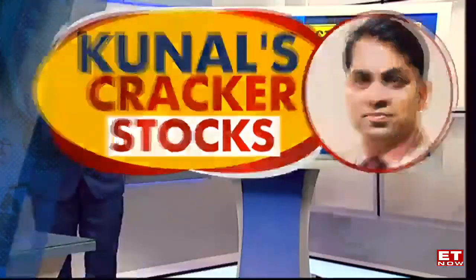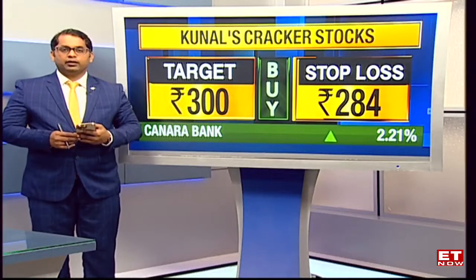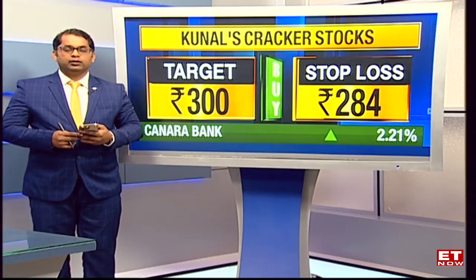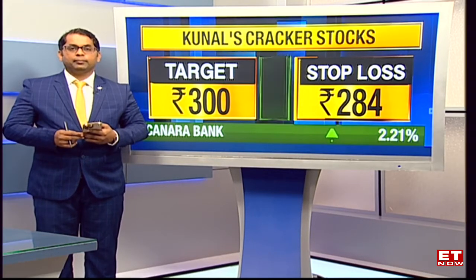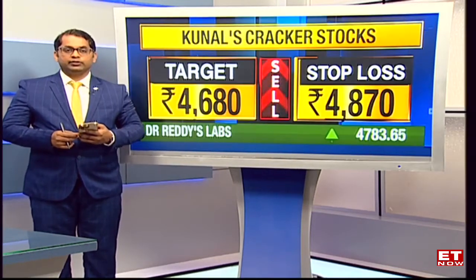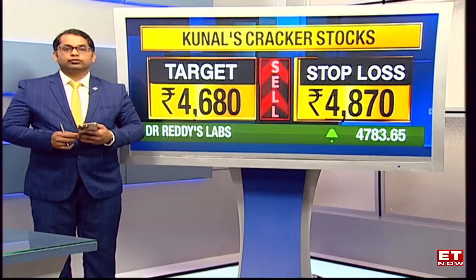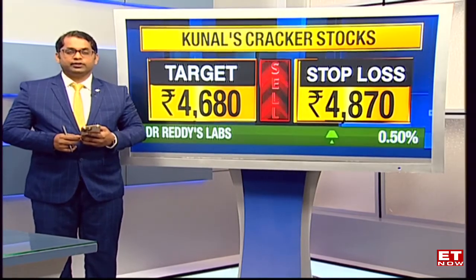Let's get in some stock-specific ideas as well. Kunal, on your list? So first one is a buy on Canara Bank. PSU banking stocks are making a dash back again. Canara Bank is on the verge of breakout of 290 mark. So would suggest a buy with a target of 300, stop loss at 284. And Dr. Reddy apparently has come back into an overbought nature in terms of indicators. So would suggest a sell, targets of 46.80, stop loss at 48.70.